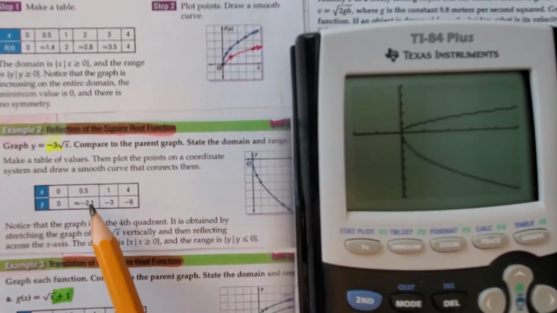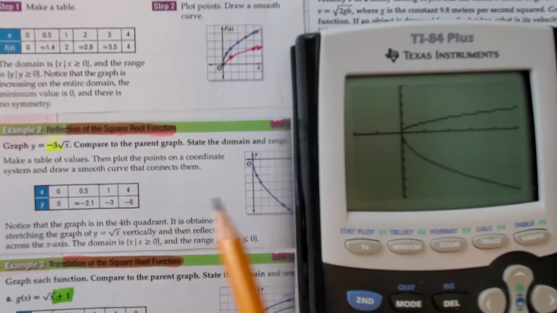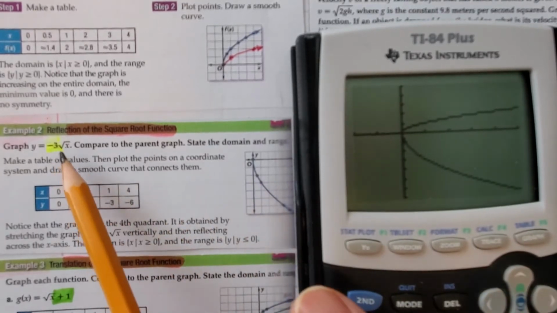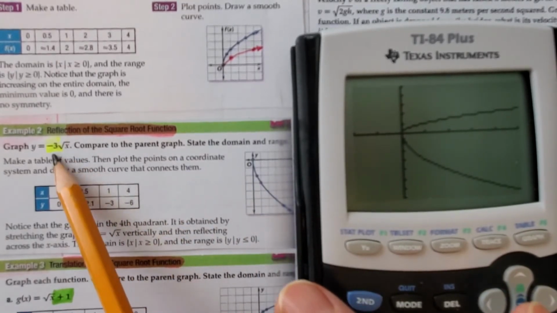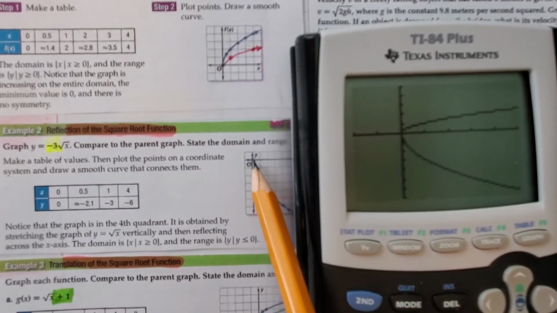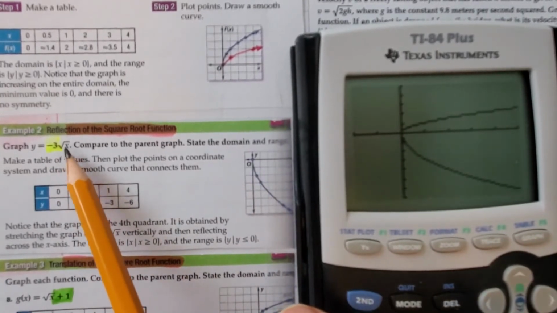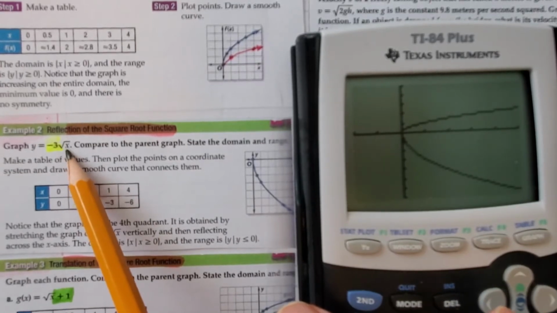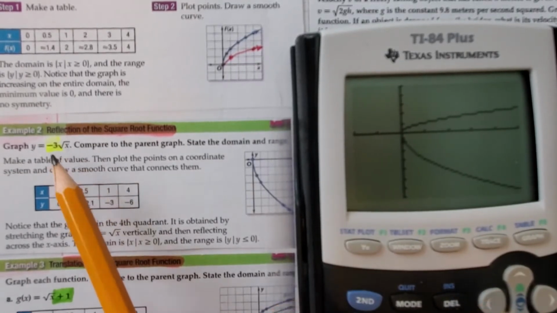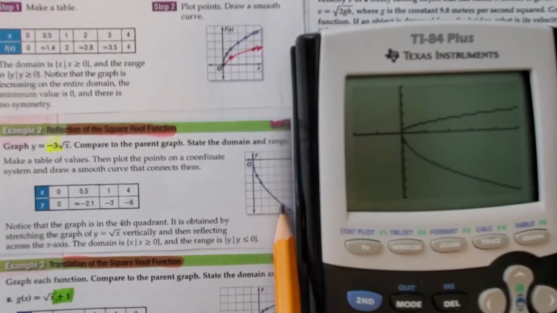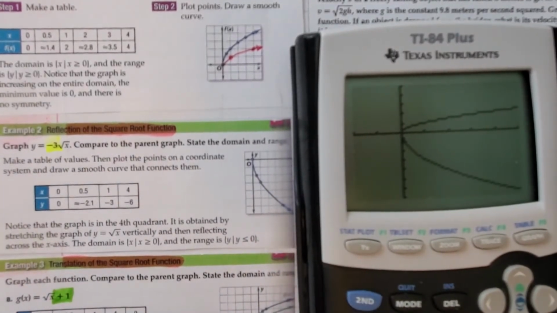Remember, you're always going to have to put values in to graph these points. So 0, 0, and then 1, -3, because the square root of 1 is 1. 1 times -3 is -3, so you'd have the point 1, -3. Then you want to have another perfect square root, which would be the square root of 4. The square root of 4 is 2. 2 times -3 is -6, so your value would be 4, -6 down here. Those are the values you want to choose.